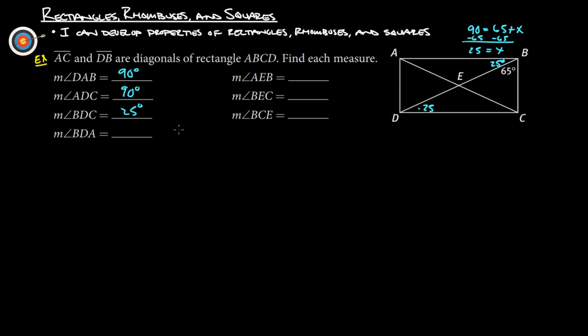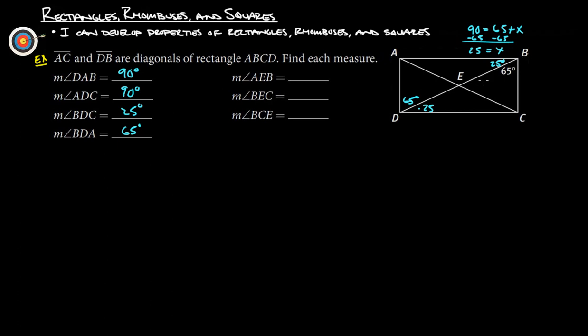25. B to D to A, this one right here, is going to be alternate interior angles. This is parallel to this, so there's our transversal. This is going to be 65 degrees.